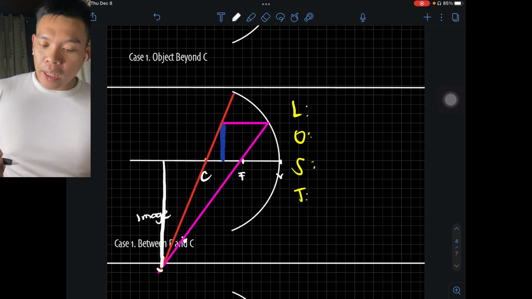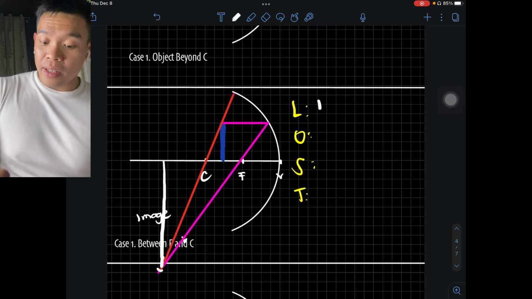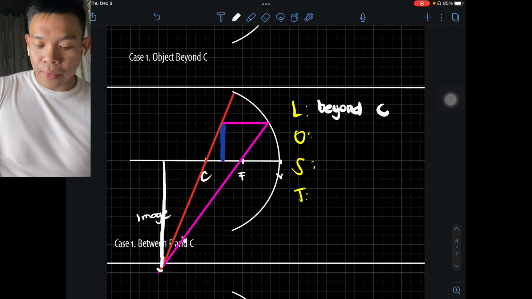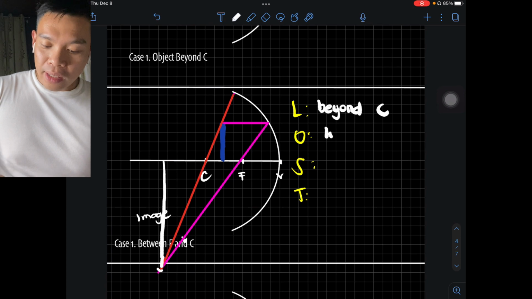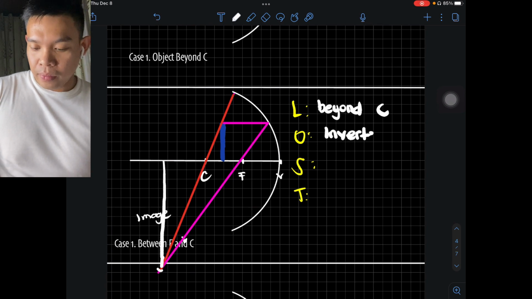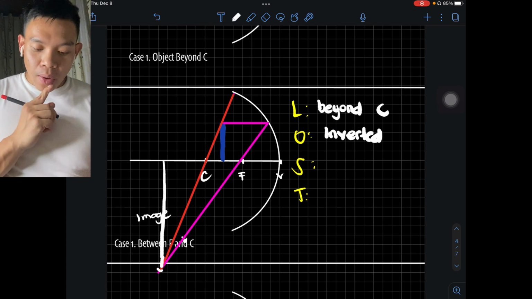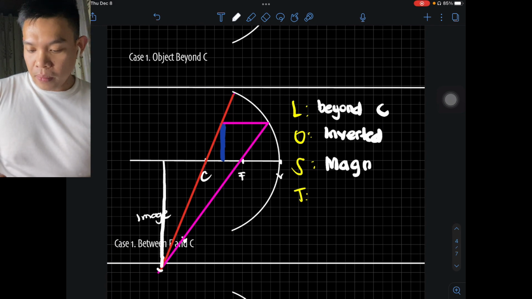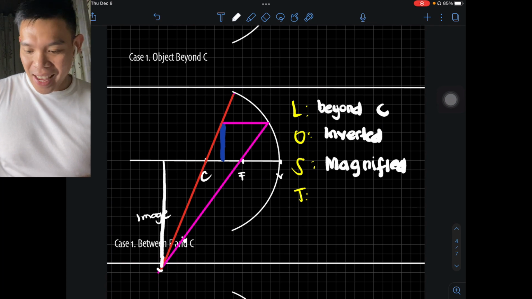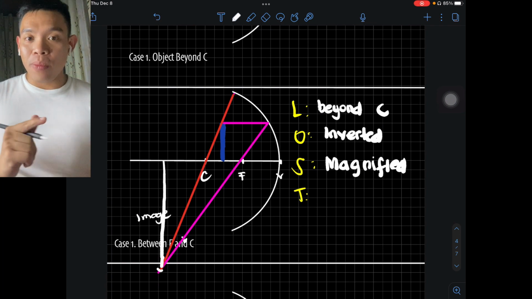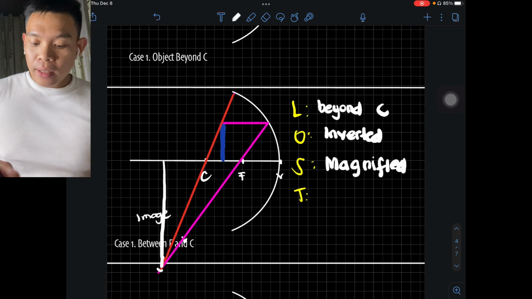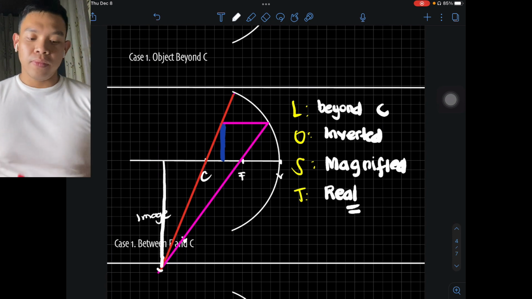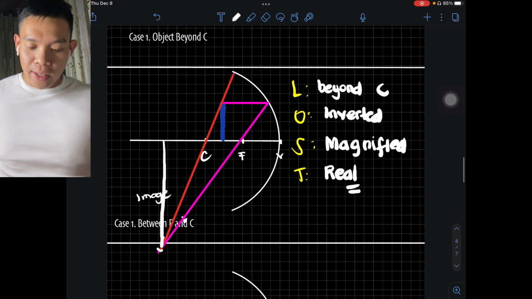The location of our image is that the image is beyond the center of curvature, beyond C. Orientation, of course, is inverted. The size of the image is magnified. And the type of image formed, since it is inside the mirror, is of course a real image. Okay, that's between F and C.